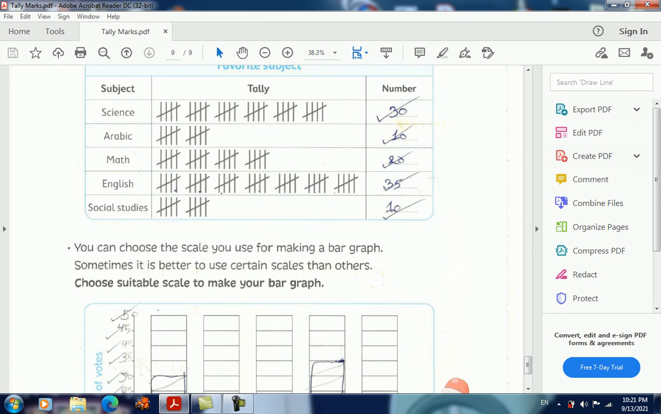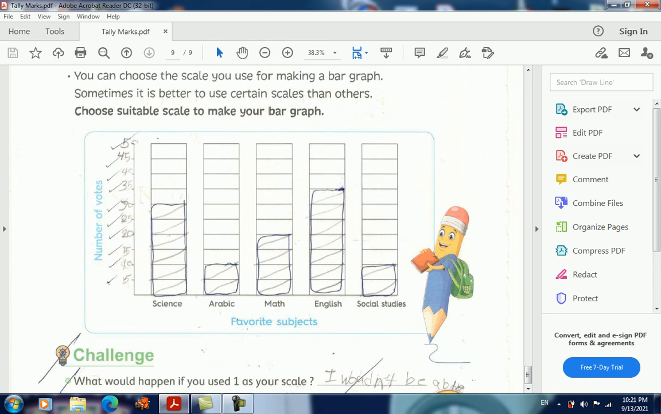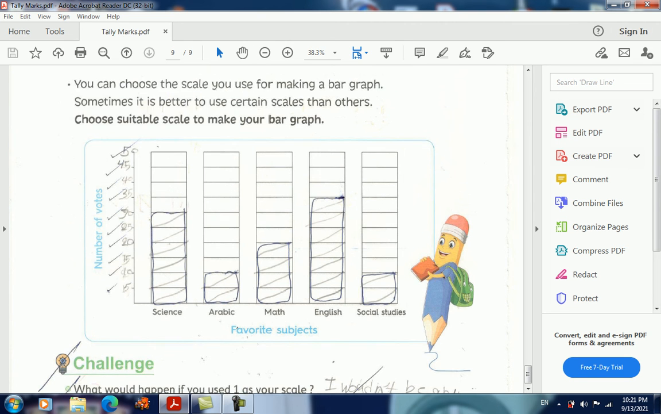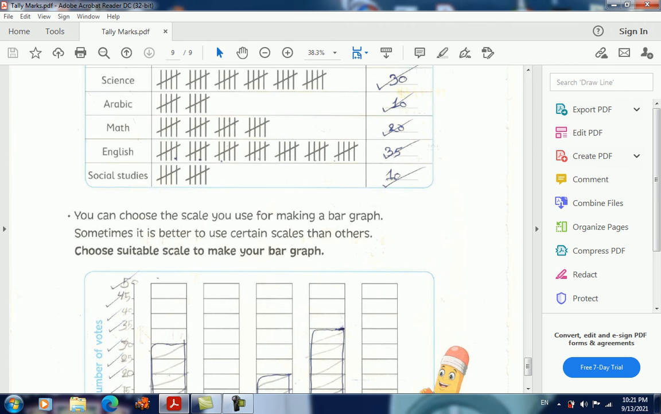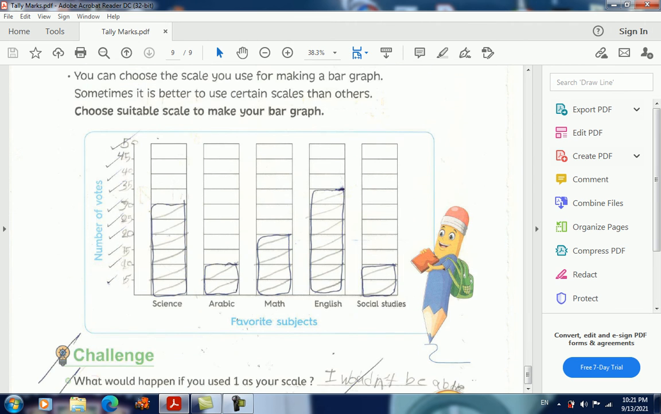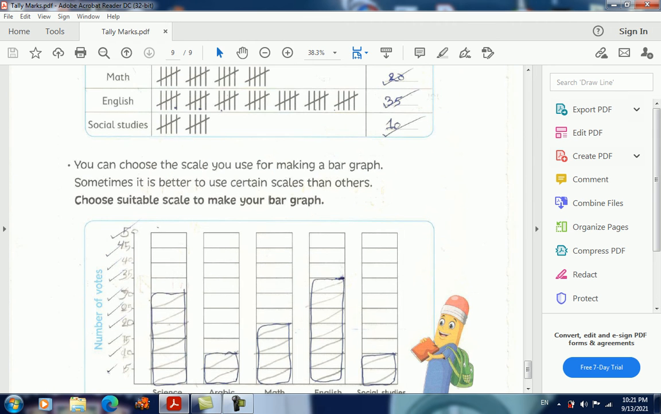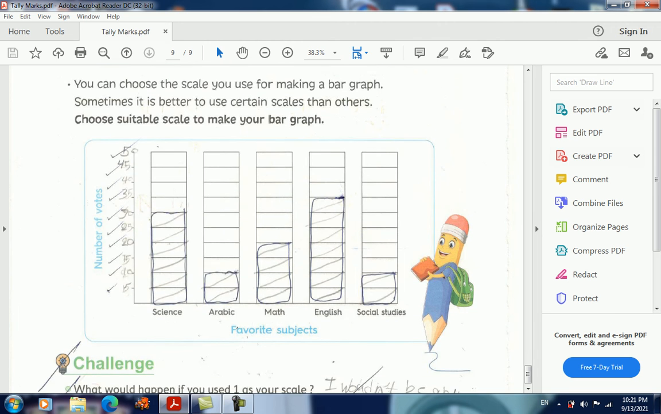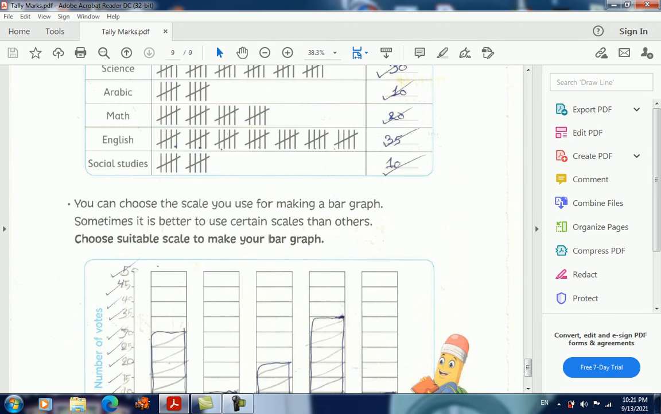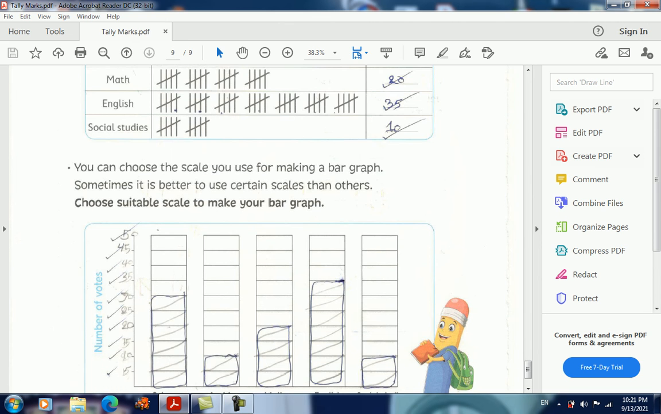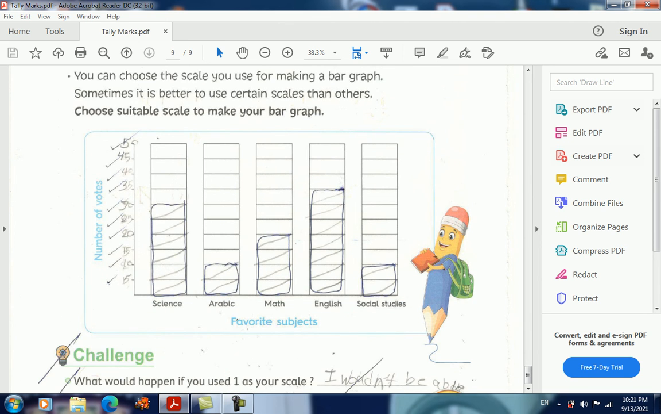So for the science, I have 30, so I go for the bar for the science and I have to check it ends up at 30. And for the Arabic, it ends up at 10, so I draw till the 10, so I shade in this case 2 squares or 2 rectangles. For the math, it ends up at 20. And for the English, it should end up at 35, and social studies, like the Arabic, should end up at 10. Good? Now they are asking us a tricky question as well.